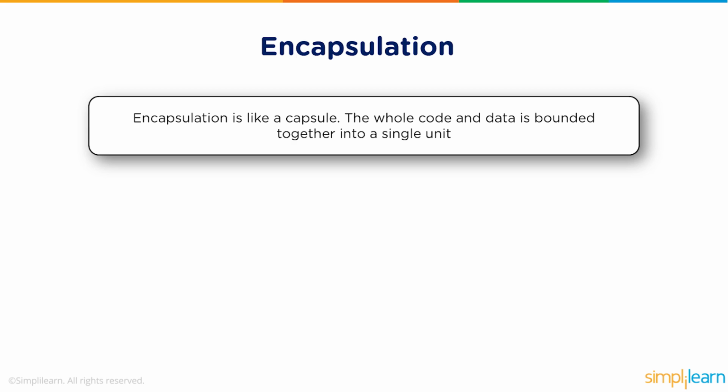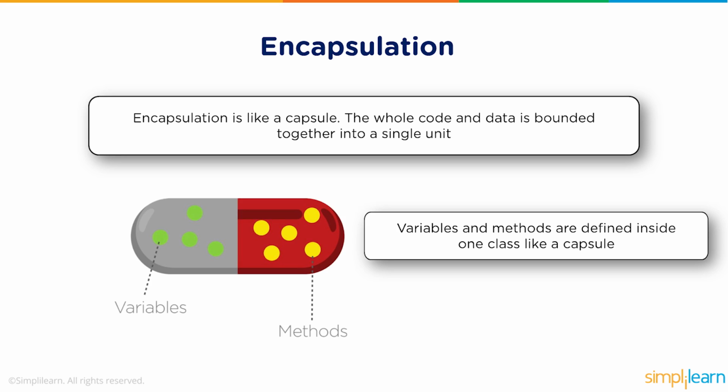Let's see the definition of encapsulation. Encapsulation is like a capsule. The whole code and data is bounded together into a single unit. Another way to think about encapsulation is, it is a protective shield that prevents the data from being accessed by the code outside this shield. As you can see, variables and methods are defined inside one class like a capsule.